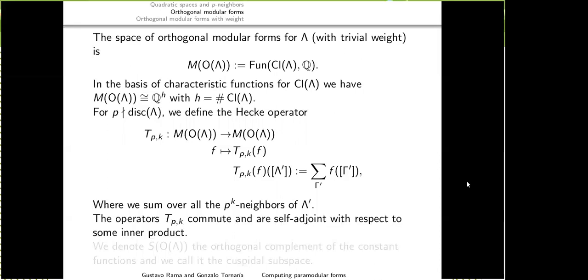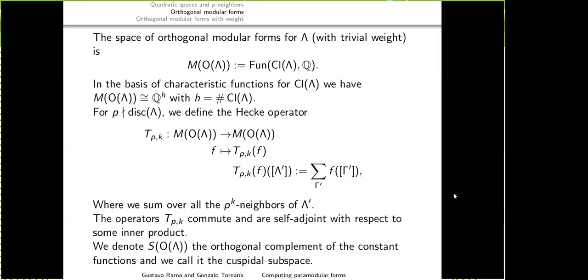Well, these operators commute and are self-adjoint with respect to some inner product. This inner product is related to the number of automorphisms of the lattices, which is finite because we are working with positive definite quadratic forms. And we denote S of lambda to be the orthogonal complement of the constant functions, and we call it the cuspidal subspace. This subspace has codimension 1.